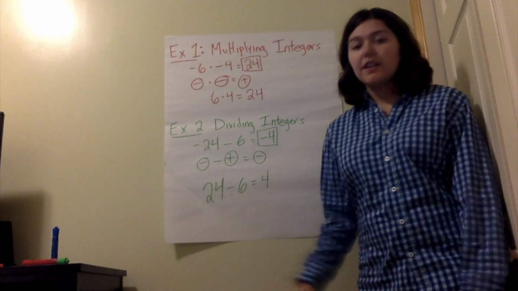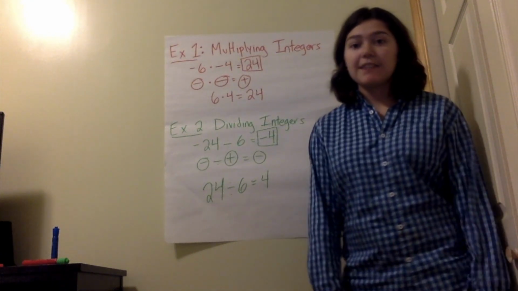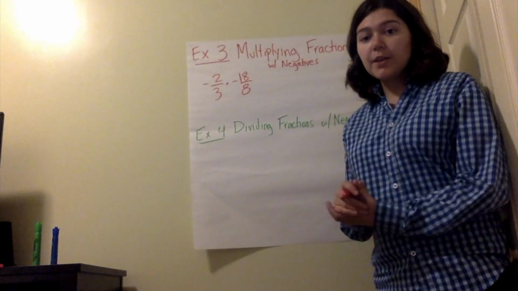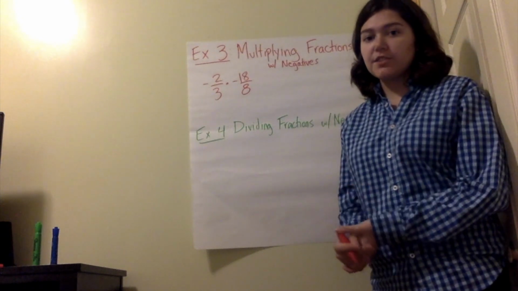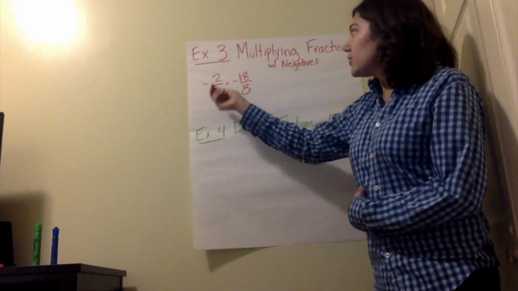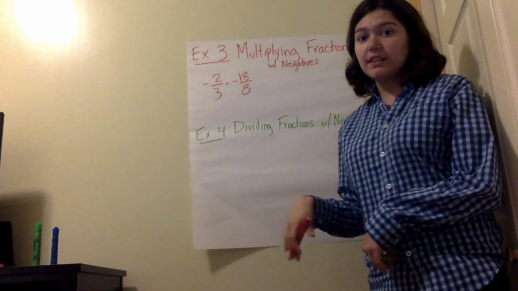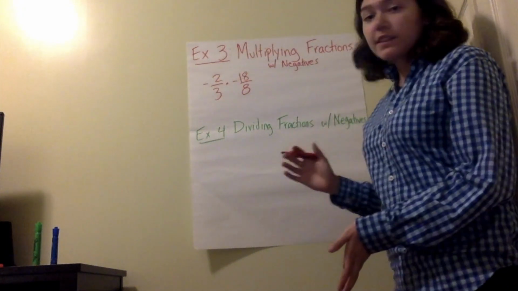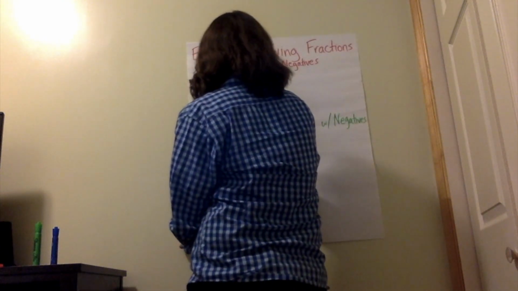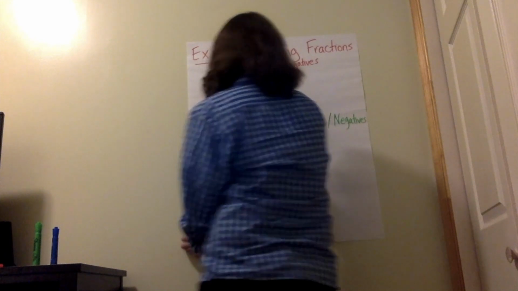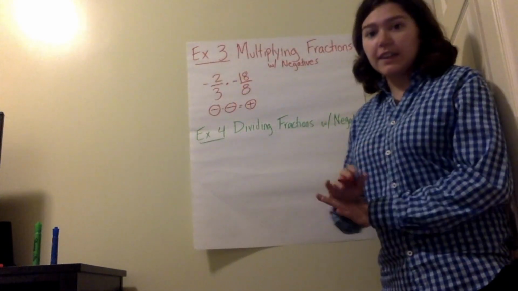We're going to move on then to look at an example of multiplying and dividing fractions. So now we're going to look at an example of multiplying fractions with negatives. We have negative 2/3 times negative 18 over 8, 18 eighths. So first let's talk about the sign. We have a negative times a negative, so our answer is going to be positive. Get that out of the way.